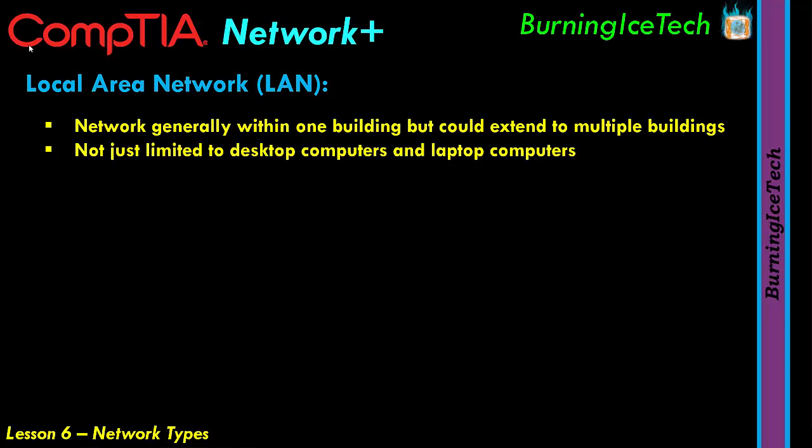So that big office building is still a LAN. As long as they are within that building, it doesn't matter if those devices are connecting to one another wirelessly or via cable. It is a LAN, a local area network.